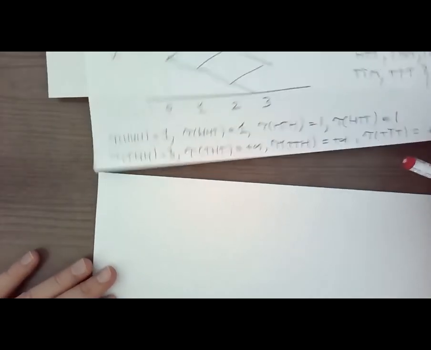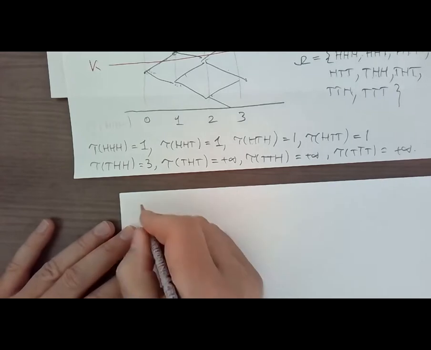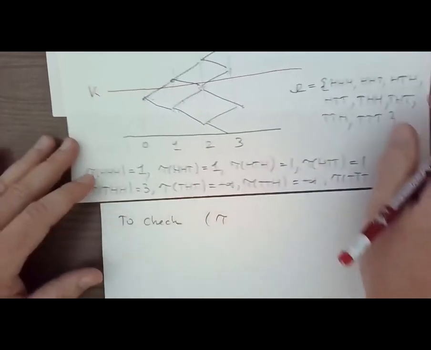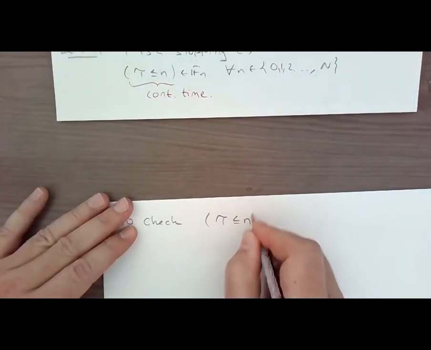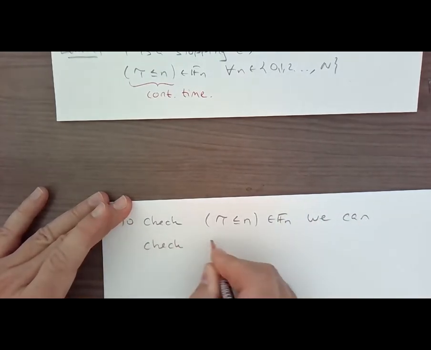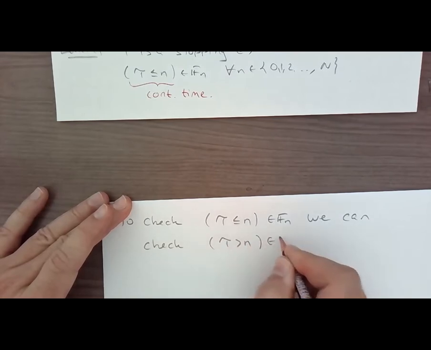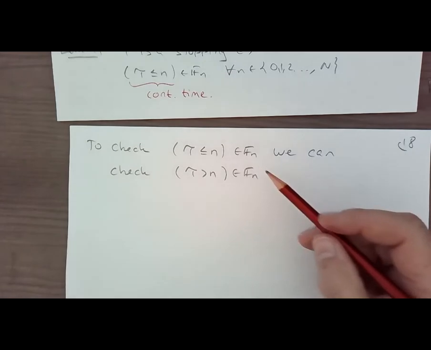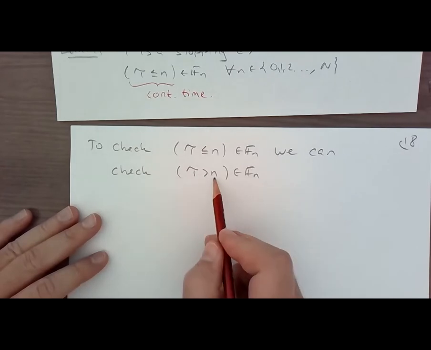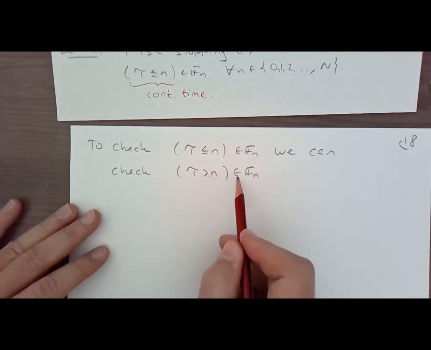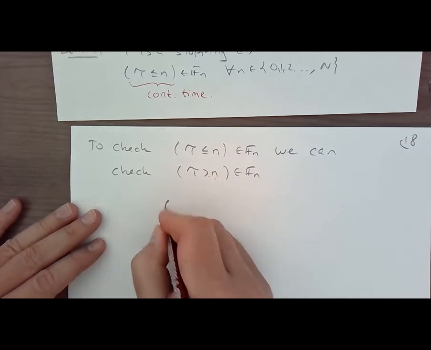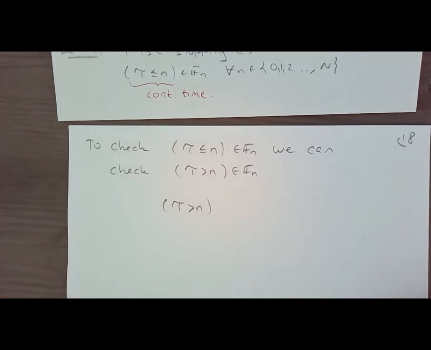You would do something like, so to check that, what would be the equivalent? So to check that this set belongs to Fn, we can check that the complement is in there, right? Because sigma algebras contain the complement sets, right? So if tau is bigger than n, that means we haven't reached it yet.